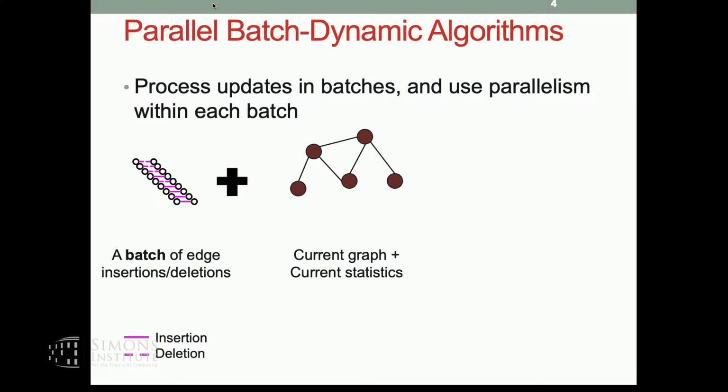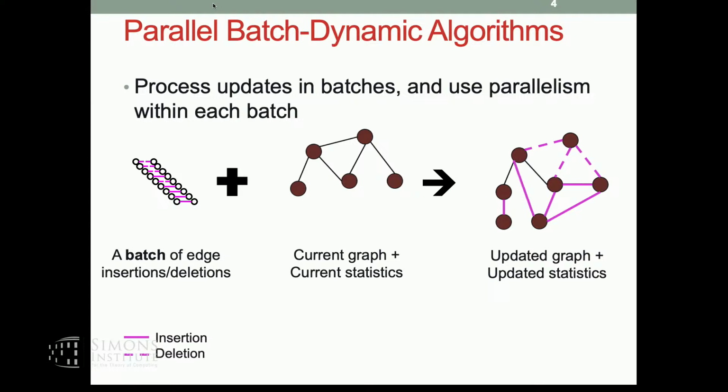We also have a current graph as well as some statistics we want to try to maintain about the graph, such as the triangle counts, the page ranks, and so on. And we want to be able to efficiently generate this updated graph as well as the updated statistics. So we want to delete the edges that we don't want anymore. We want to add the edges that we want, and then we want to update our triangle counts or page ranks efficiently.